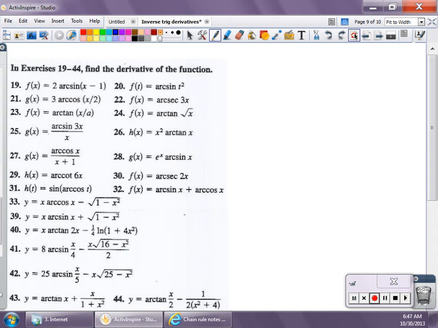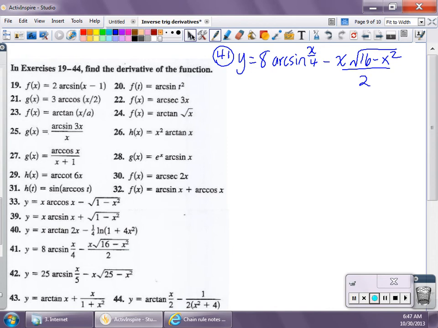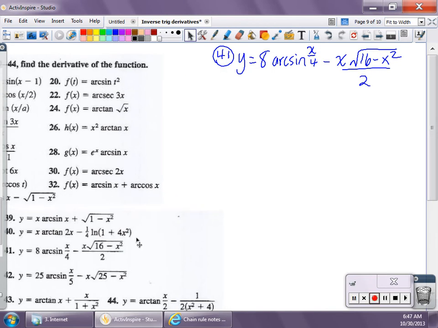I think the next one that I'll do is number 41. All right, I'm going to copy the problem over here, and then I'm going to slide some of that work out of my way. So y equal to 8 arc sine of x over 4 minus x times the square root of 16 minus x squared over 2. And let me move this out of my way so I have a little bit more space here to work.